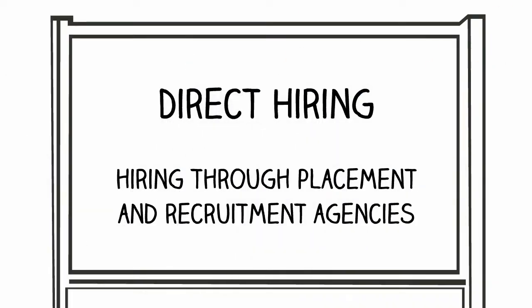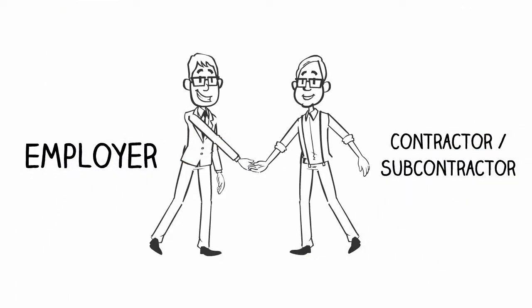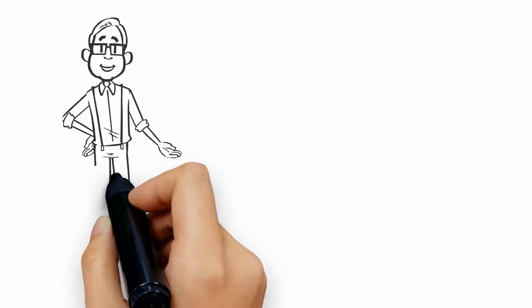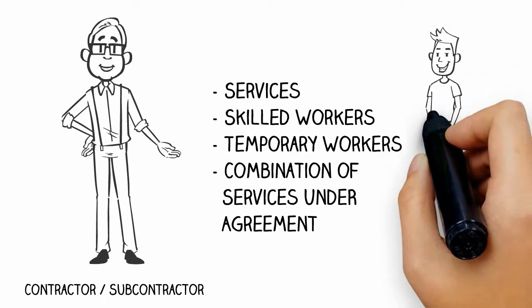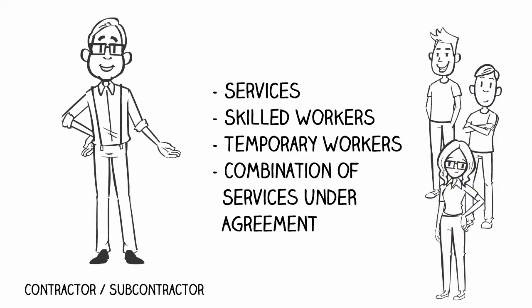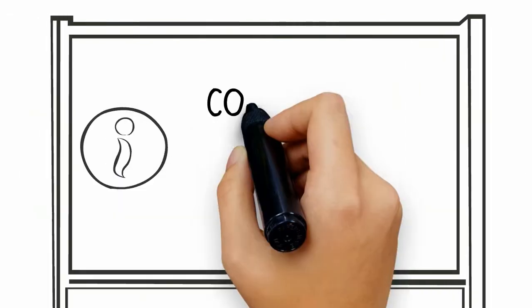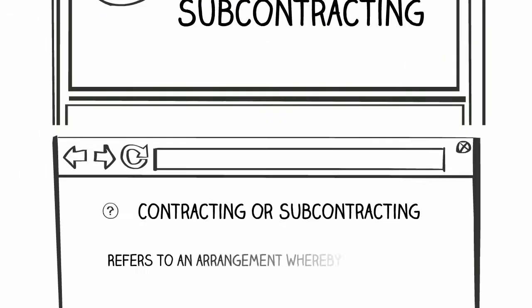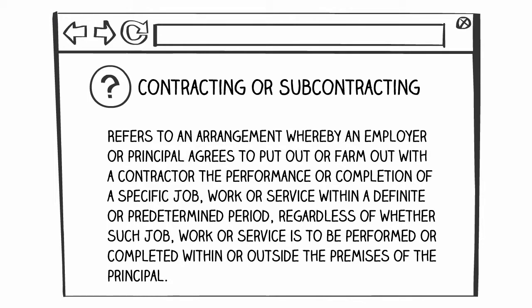Aside from direct hiring and hiring through placement and recruitment agencies, employers may also engage contractors or subcontractors to provide them with services, skilled workers, temporary workers, or a combination of services under a service agreement. This is called contracting or subcontracting. Contracting or subcontracting refers to an arrangement whereby an employer or principal agrees to put out or farm out with a contractor the performance or completion of a specific job, work or service within a definite or predetermined period, regardless of whether such job, work or service is to be performed or completed within or outside the premises of the principal.